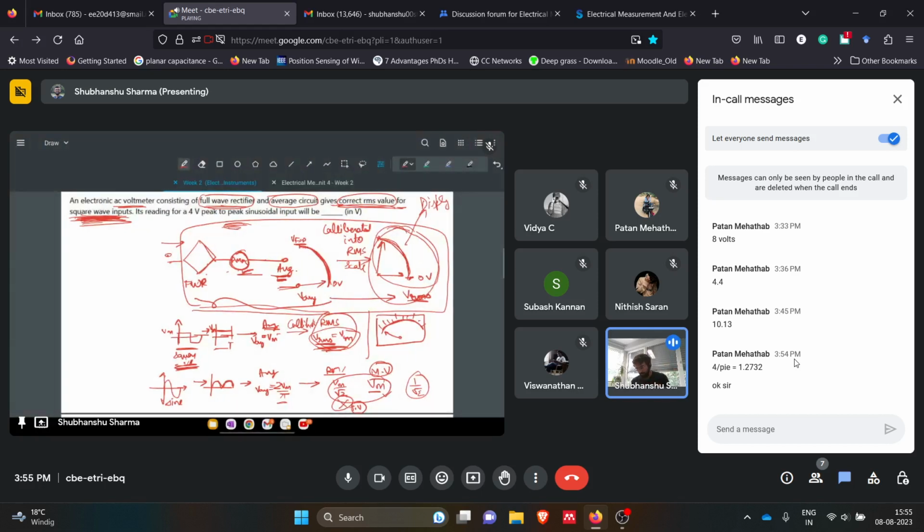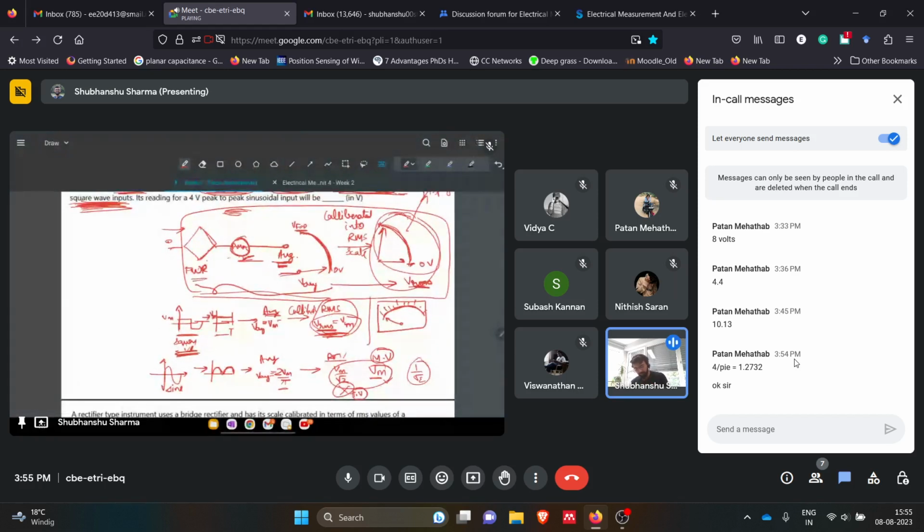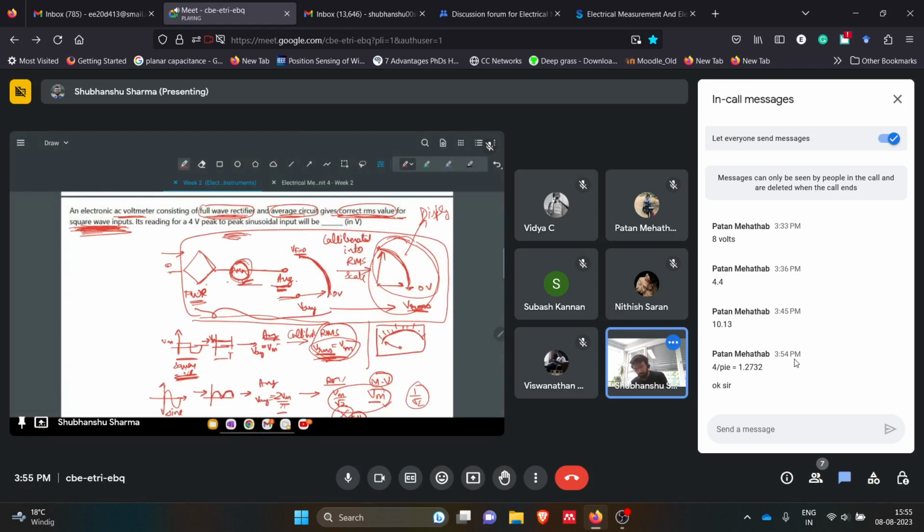So what is the question saying? For these types of questions, normally in calibration, what is happening? Once again, an electronic AC voltmeter consists of a full wave rectifier and an average circuit, and gives the correct RMS value for square wave inputs. So there is a full wave rectifier circuit, then we have a PMMC meter, which is an averaging circuit. It gives the average output, so the scale based on the average of that PMMC instrument will look like this.